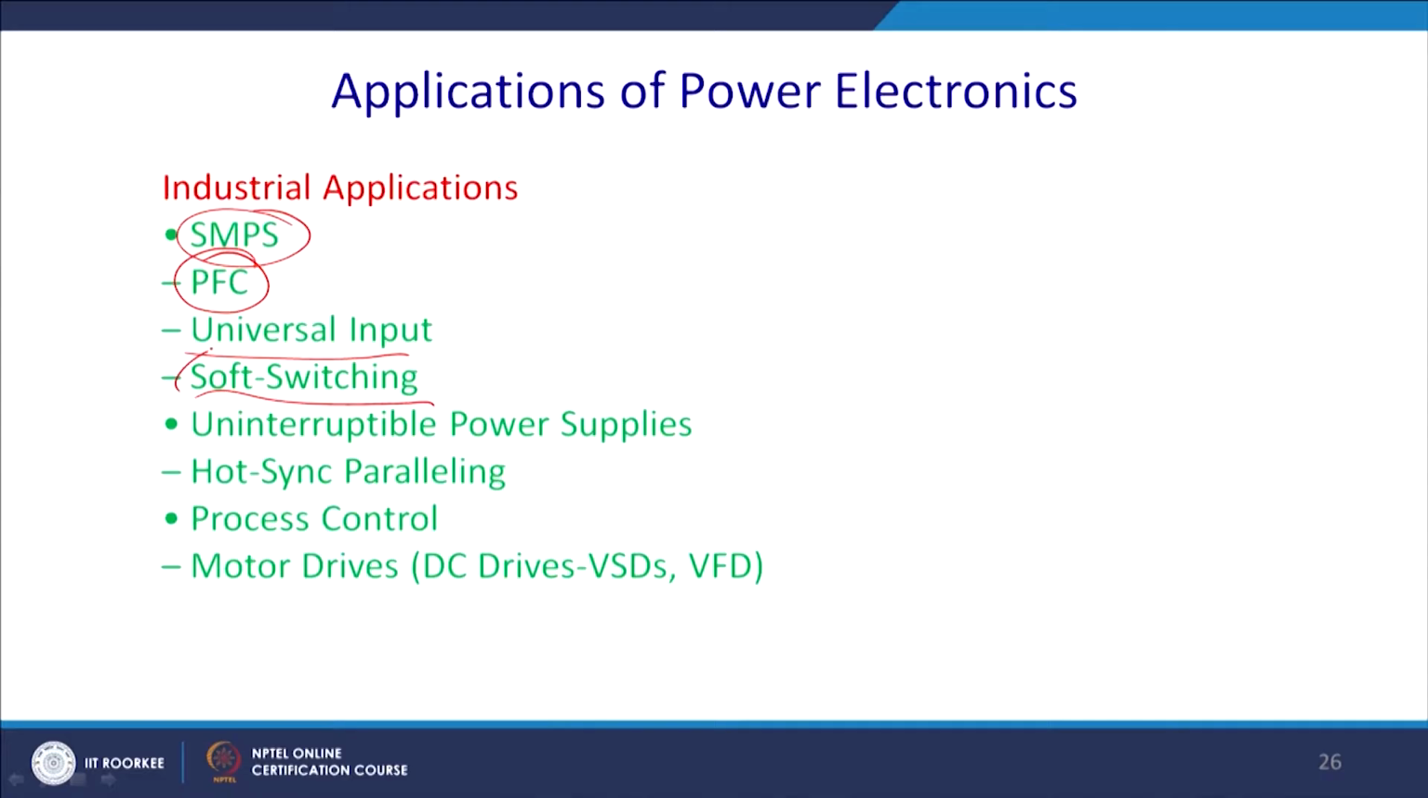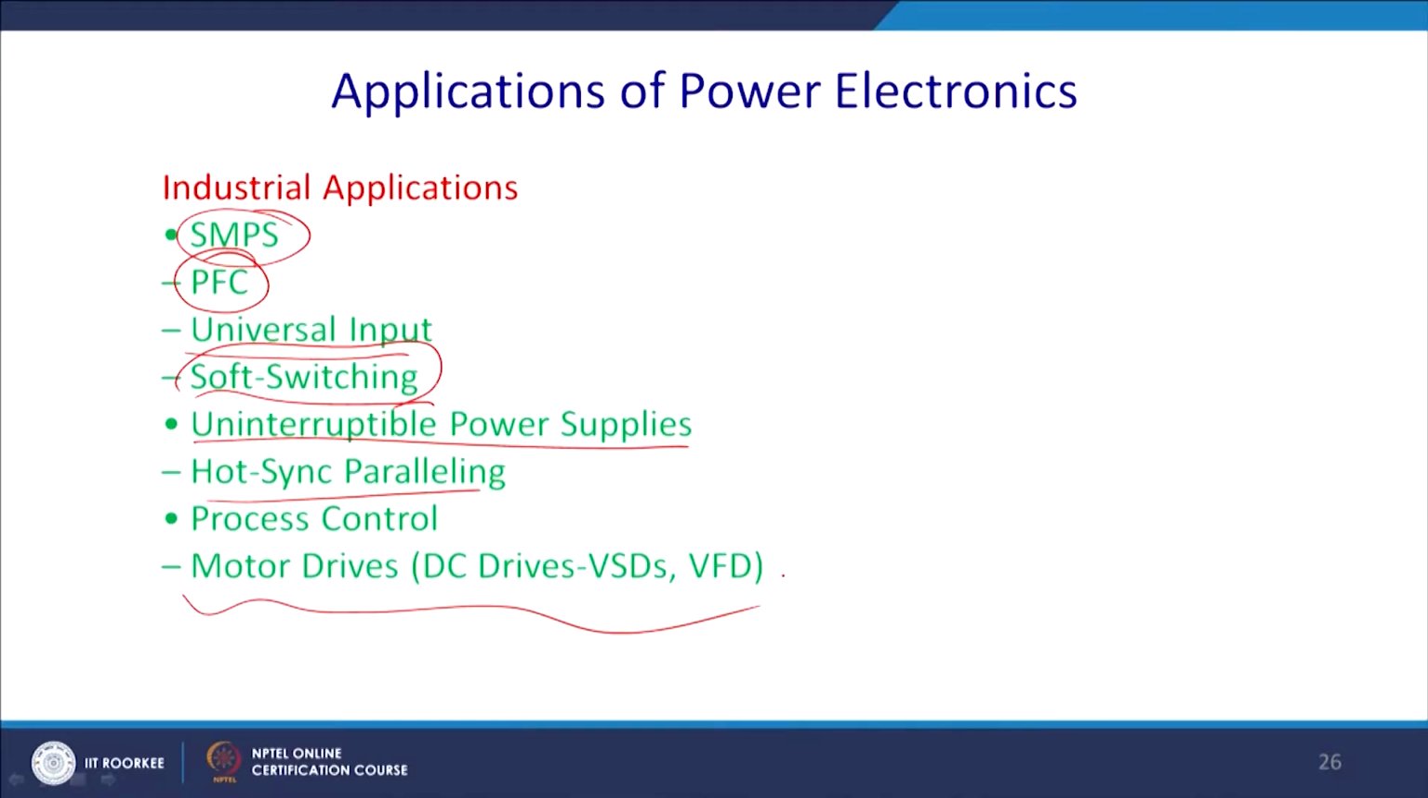Thereafter, to increase the efficiency of the converter, we go for soft switching, and that leads to better efficiency. This is also an area where a lot of people investigate and contribute, and thus it gives a more reliable product and more reliable efficiency. Uninterruptible power supplies, that is, all our computers are fitted with a UPS, and the UPS is one of the major applications of power electronics.